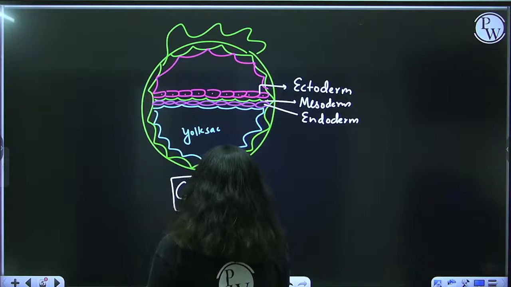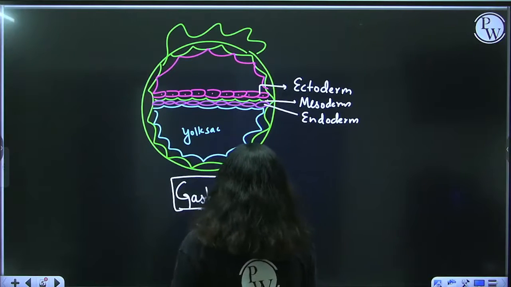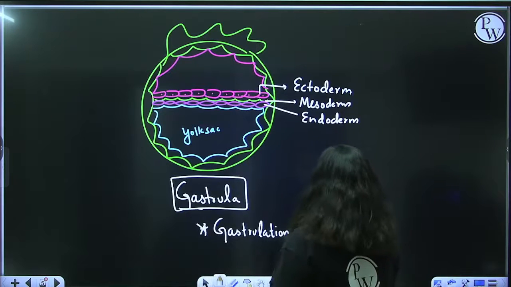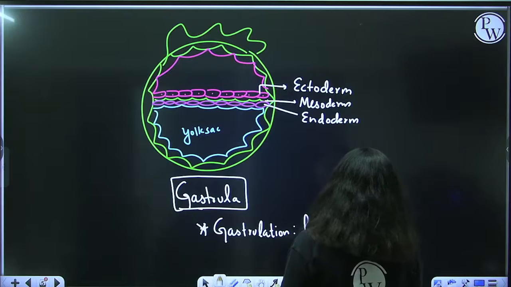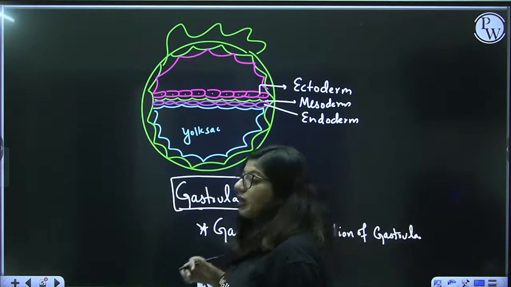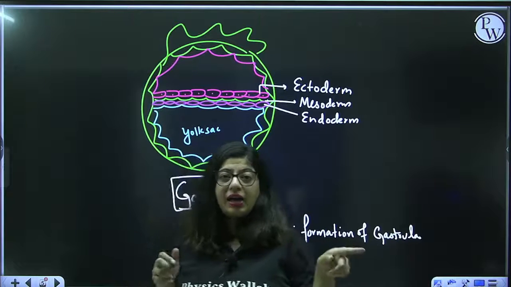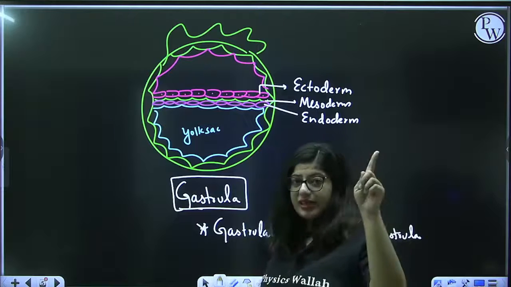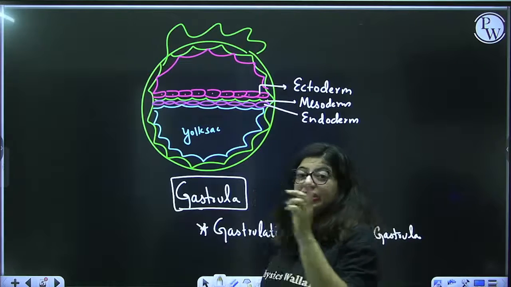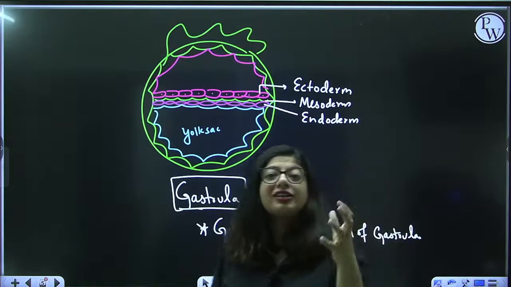What do you call it as? Gastrulation. So what is gastrulation? Gastrulation is the formation of gastrula. It's a process of formation of gastrula. What is gastrula? How is it different from blastula? Blastula has blastocele, this does not have blastocele. The blastula has inner cell mass, this one has three germ layers which will form the entire embryo.